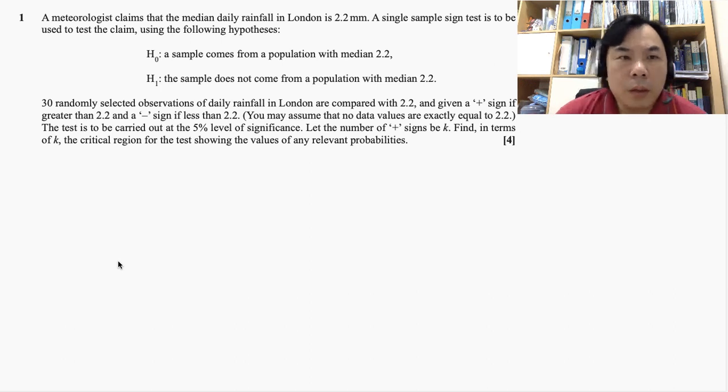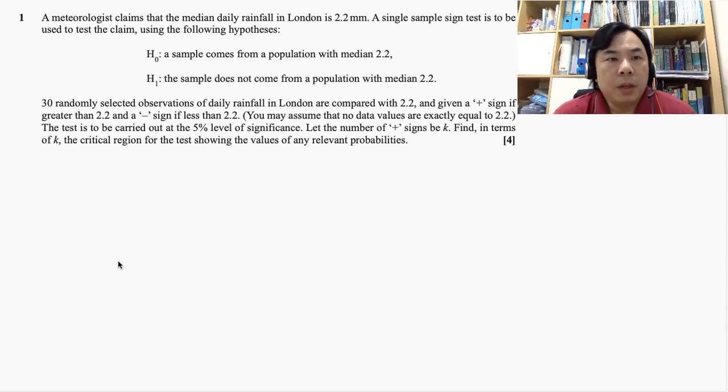All right, welcome back. This is a compilation of the practice questions on non-parametrics and probability generating functions. Right. So there are 4 questions here. We're going to look at the first question now.